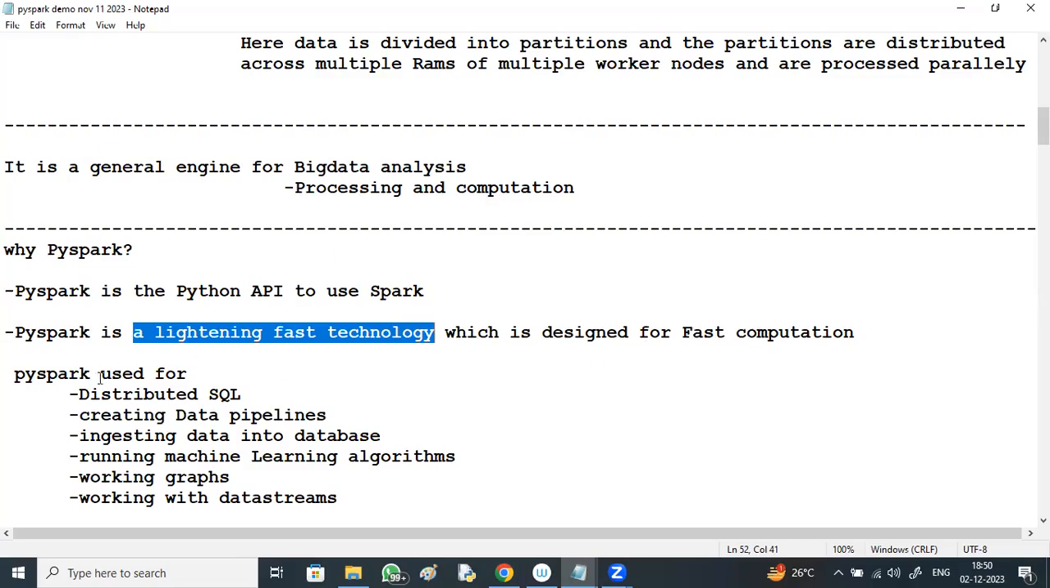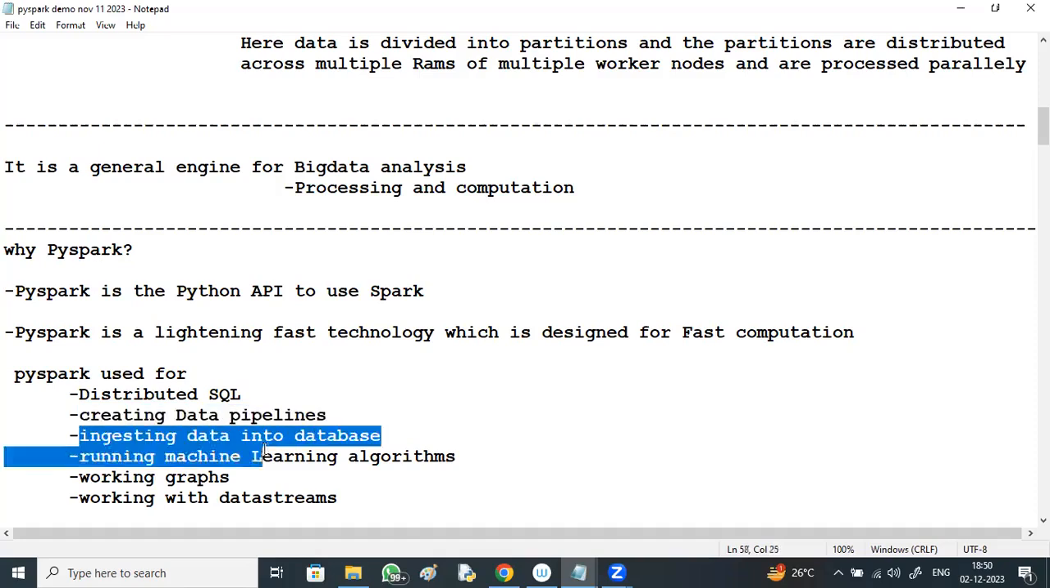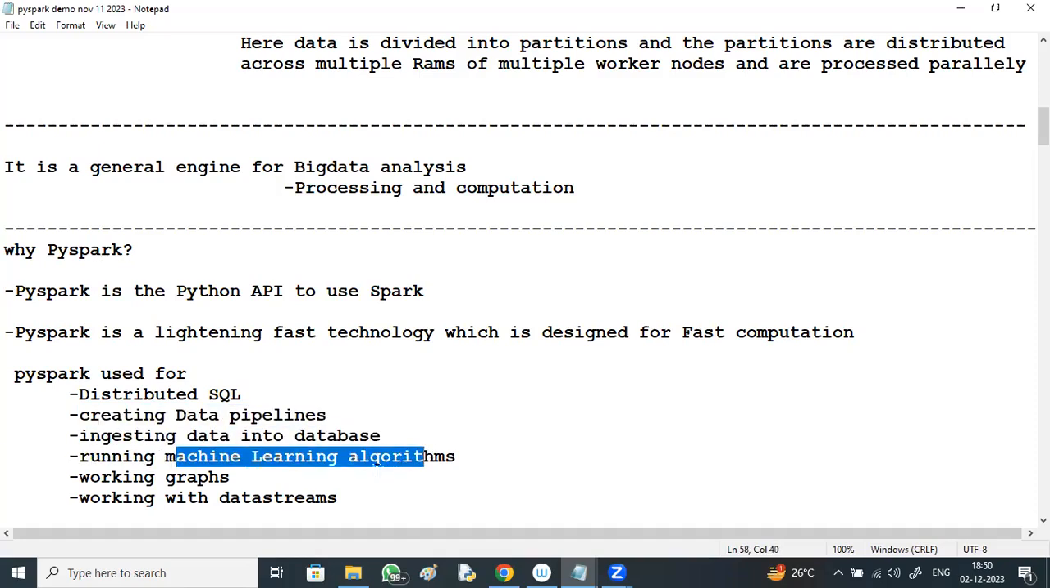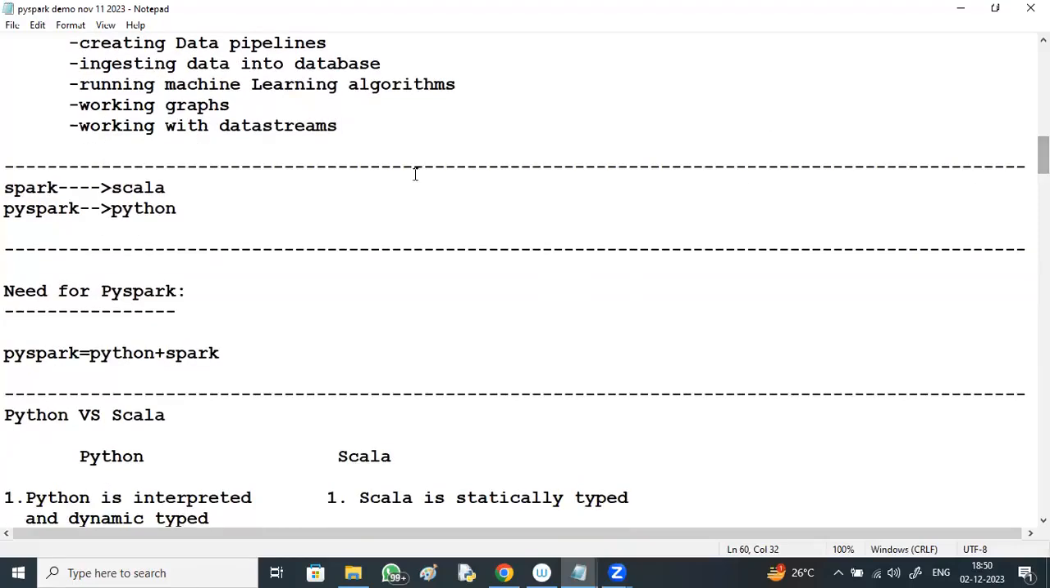And PySpark is used for distributed SQL and for creating data pipelines. It is a data flow language, so we have a sequence, a collection of pipes, where one pipe's output is the input to the next pipe. It is used for ingesting data into a database, running machine learning algorithms, working with graph algorithms, and working with data streams. Spark normally means by default implemented using Scala, whereas PySpark means implementation in Python.